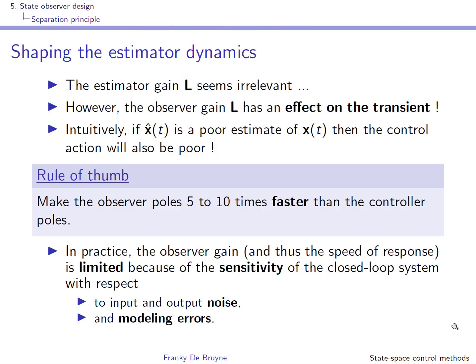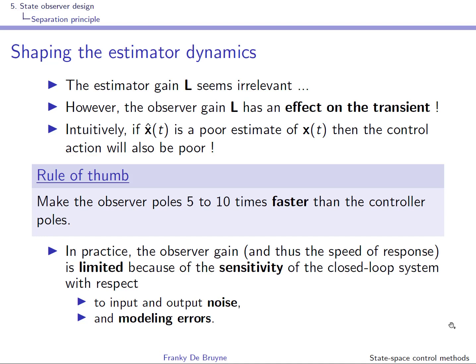So we have seen that the observer dynamics disappear from the closed loop transfer matrix, and that the estimator gain matrix L does not appear in it. So L might seem irrelevant. However, this is not the case, because the observer gain L has an effect during the transients. Intuitively, if you have an estimation X hat which is a poor estimate of X of t, then the control action will also be poor. So you should make sure that X hat is able to track the actual X sufficiently fast.